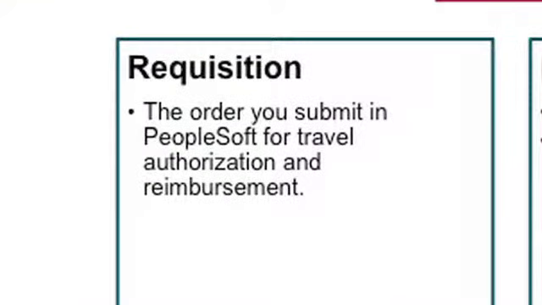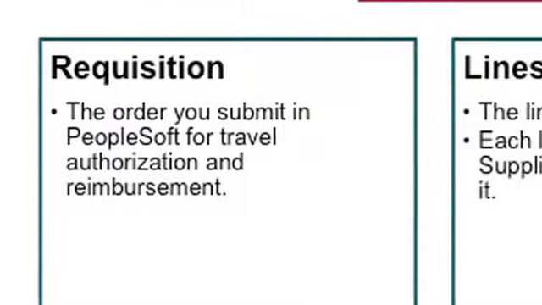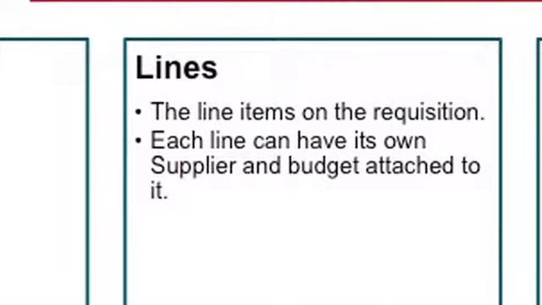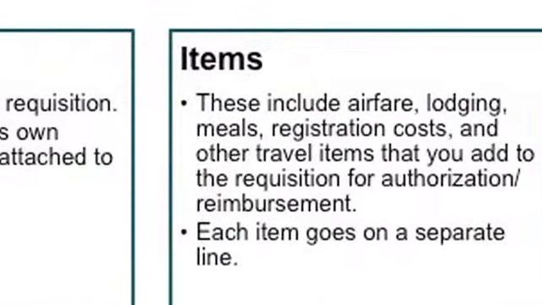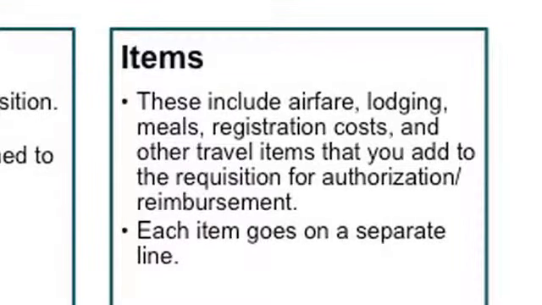Requisition. This is the order you submit in PeopleSoft for travel authorization and reimbursement. Lines are the line items on the requisition. Each line can have its own supplier and budget attached to it. Items. These are the travel items that you add to the requisition for authorization and reimbursement. Airfare, lodging, meals, and conference registration are examples of items. Each item goes on a separate line. In the guide, there's a list of all the possible travel items you can add to the requisition.